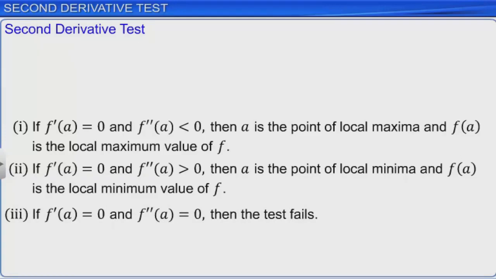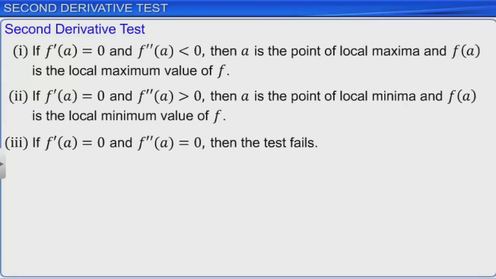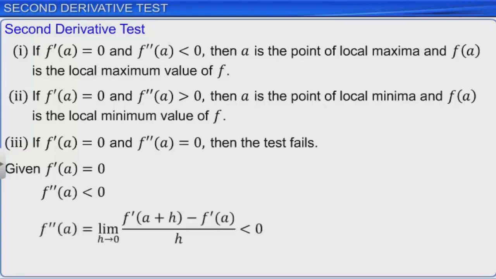Given that the derivative of f at point A is 0 and the double derivative is negative at point A, using the first principle of derivatives, the second derivative of f at point A can be defined as shown. We have that the first derivative of f at point A is equal to 0.